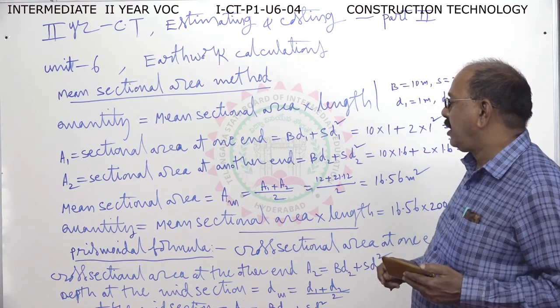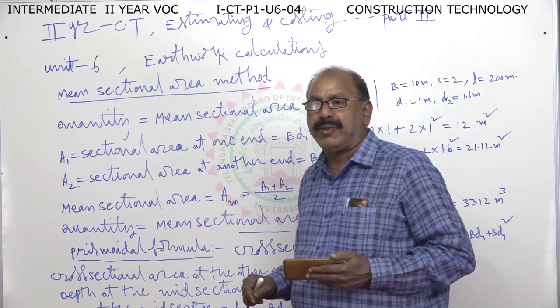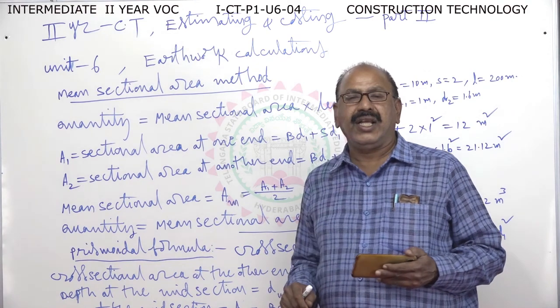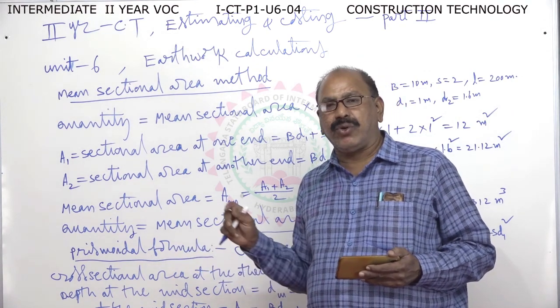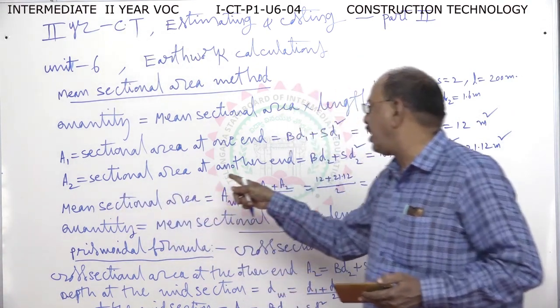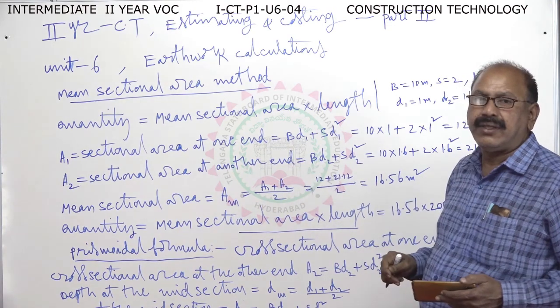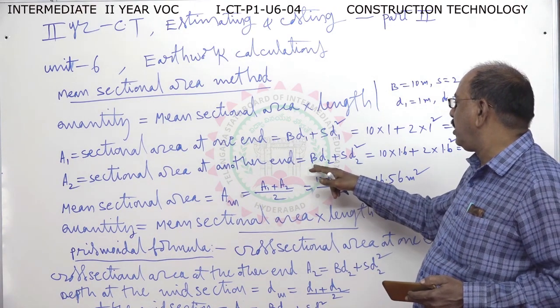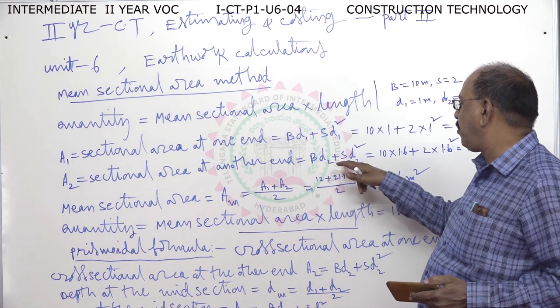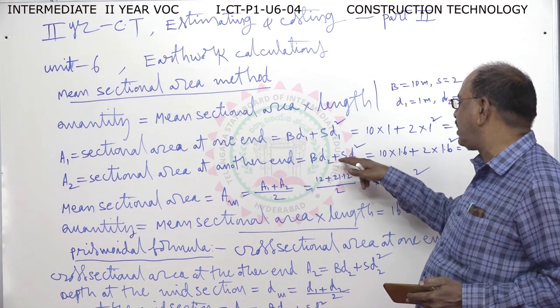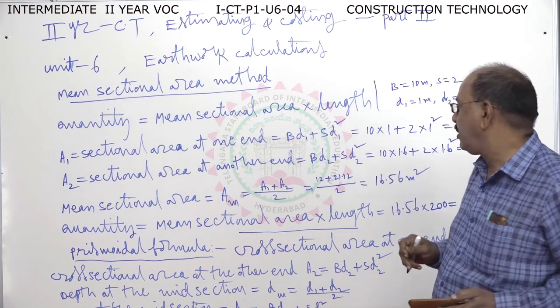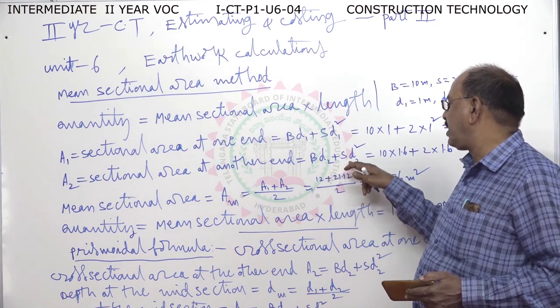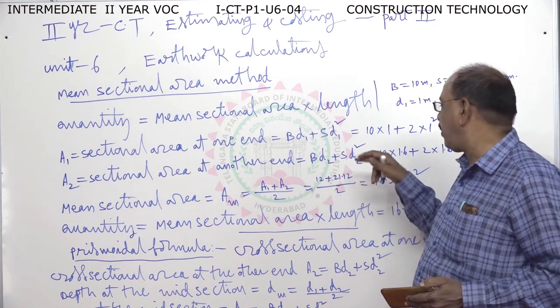Then, next step, A2. A2 means sectional area at the other end of the road. A2 is equal to sectional area at another end. There is also a formula for that. What is the formula? BD2 plus SD2 square. BD2 plus SD2 square.